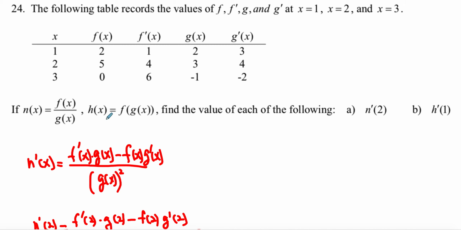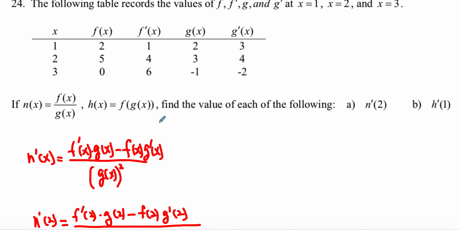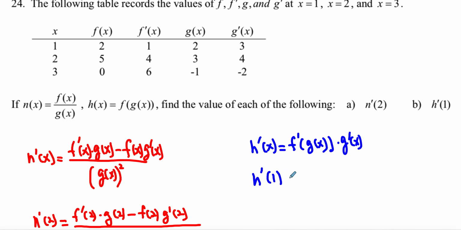Alright, how about h of 1? h of 1 was, once again, the chain rule. So h prime of x, as we talked about earlier, is the outside, which is f prime of g of x, multiplied by g prime of x. So h prime of 1 is f prime of g of 1 times g prime of 1. I'm just plugging in 1 in place of x's.